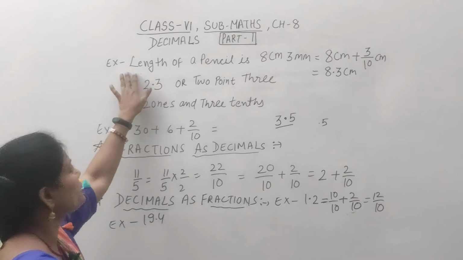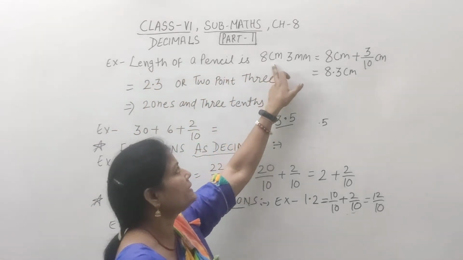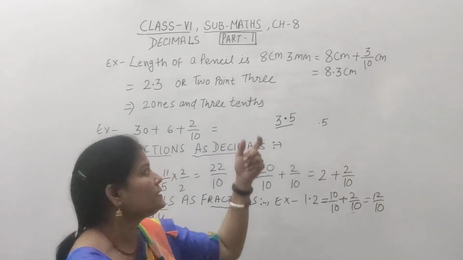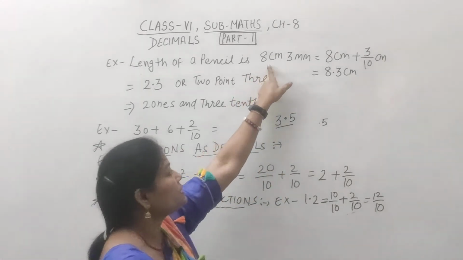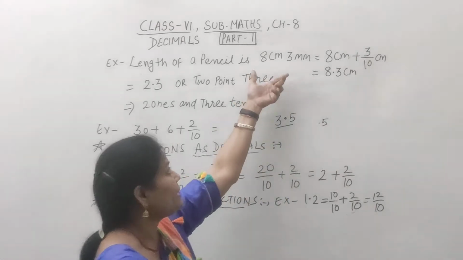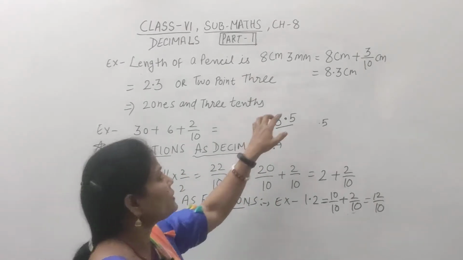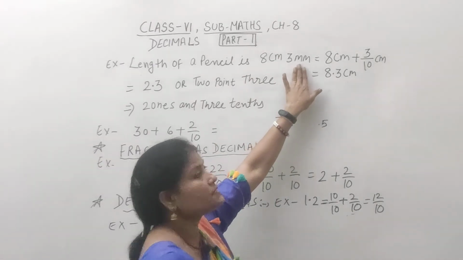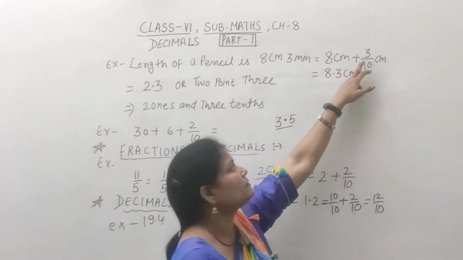Yes children, let's take one example. Length of a pencil is 8 cm 3 mm. It is written in two units, but I want it in only a single unit. So what will I do? 3 mm is the smaller one, so I have to convert it into centimeter. I will divide 3 by 10.